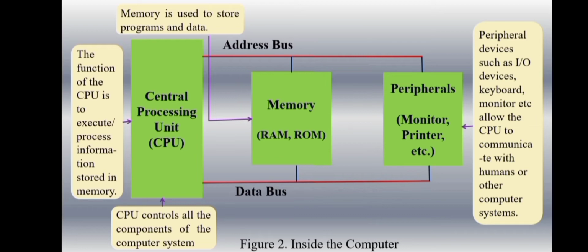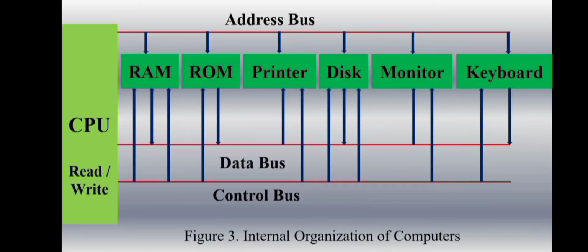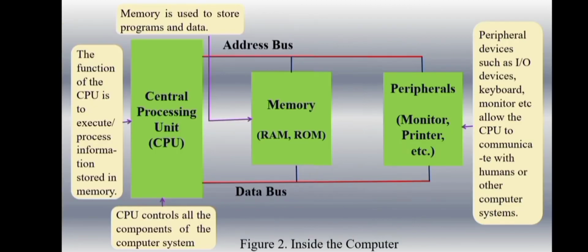There are three types of buses in every computer. These are address bus, data bus, and control bus. The control buses are used to provide read or write signals to the device to indicate if the CPU is asking for information or sending it information. Control buses are used by the CPU to direct other devices.